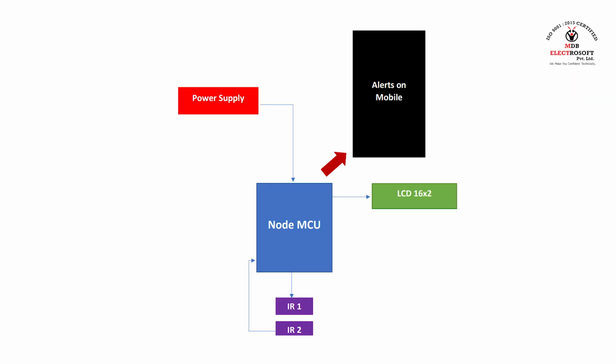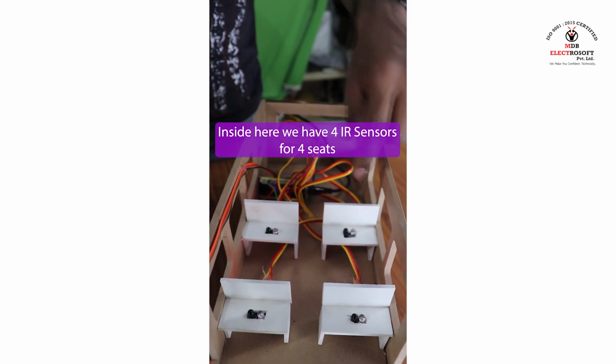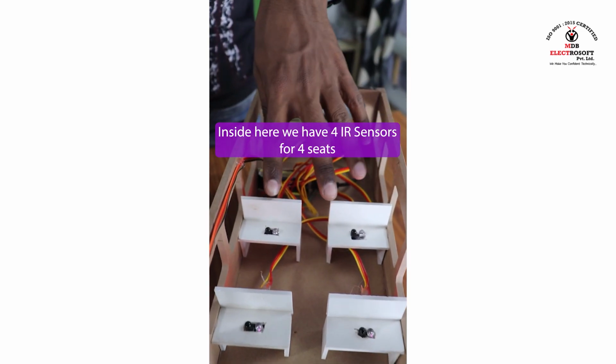Then we are having multiple range of IR sensors or multiple number of IR sensors. Each IR sensor will be associated with a seat of the vehicle. यानी कि हर एक IR sensor एक seat के साथ connected रहेगा into the vehicle. Each IR sensor will tell the status of each seat.